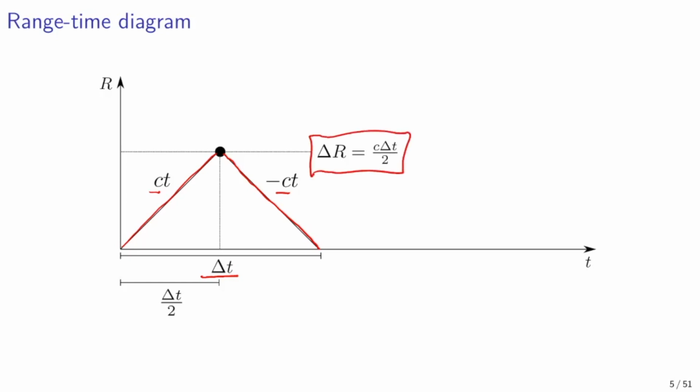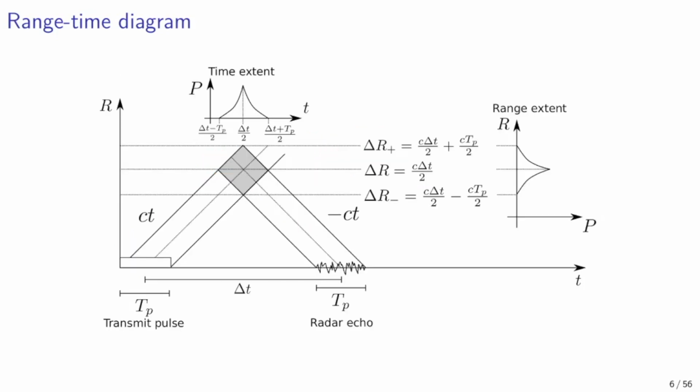The factor of 2 arises from the round-trip propagation of the electromagnetic wave. If we now extend our range time diagram to include a transmitted radar pulse of length t sub p and a receiver filter length equal to the transmit pulse length, we get the following diagram. In this case, there is a difference between the leading and trailing edge of the transmitted pulse, as well as the leading and trailing edge of the received signal sample.